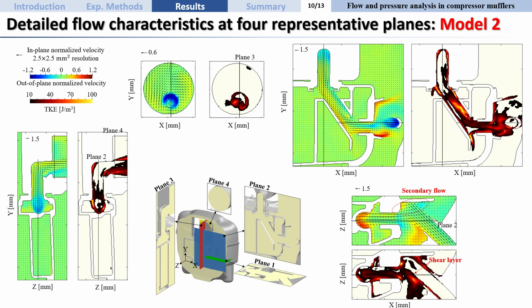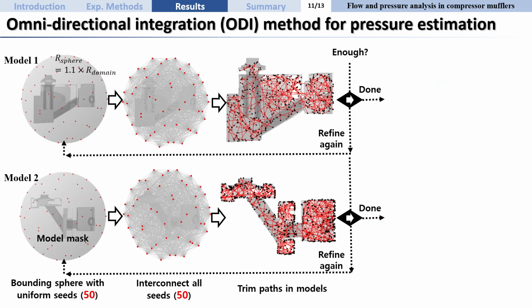right? All right, now that we have the velocity and the TK fields, we can address our primary objective, estimating the internal pressure distribution of each muffler. The pressure drop across a muffler directly impacts its flow resistance and the overall energy efficiency of the compressor.